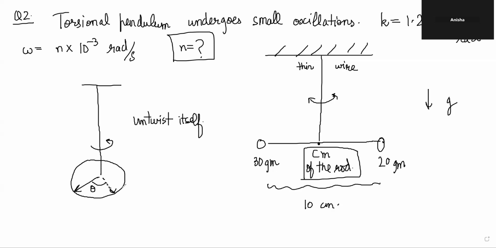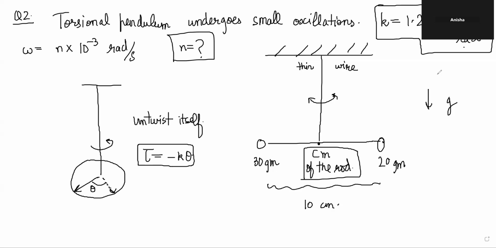If I rotated it by theta, the torque in the wire, which is known as the torsion, that is generated to untwist it back will be minus k theta. That's the rule for a torsional pendulum. This k they have given you, right? Notice that it's a unit of torque by angle. Newton into meter is torque, right? So basically the torque generated, which is like a restoring torque, is minus k theta.